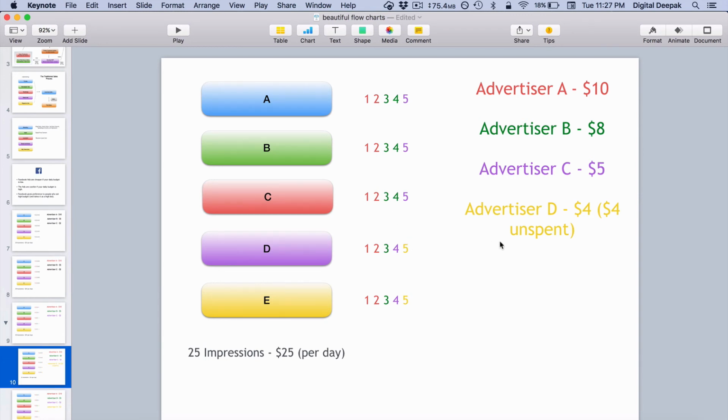So here, let's say advertiser D's budget is $4, but you have only 2 remaining inventories. So $2 is spent and $2 is unspent. So that is how it works.